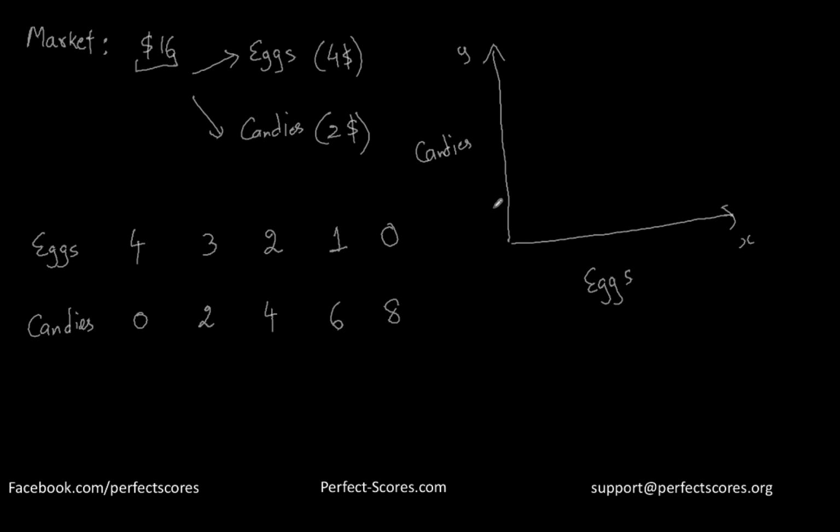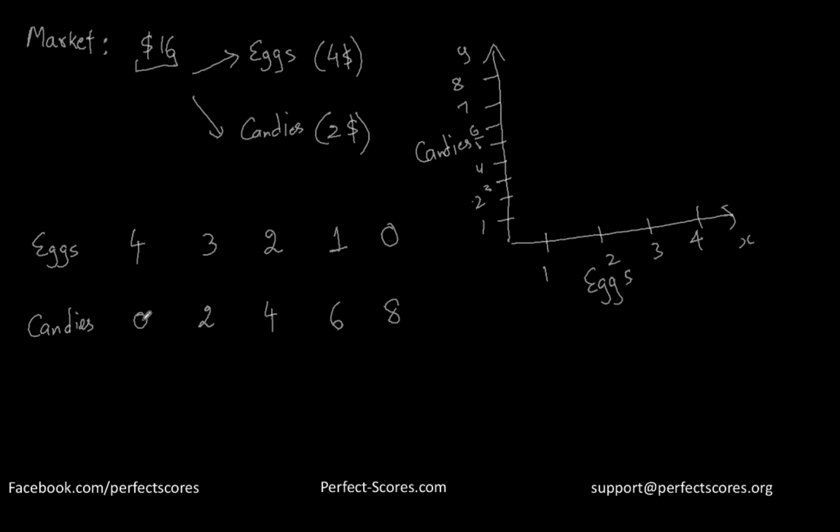So let's just mark them. Let's say candies go from 0 to 8. Let's say this is 1, 2, 3, 4, 5, 6, 7, 8, right? I'm just going to mark it like this. And eggs go from 0 to 4, so 1, 2, 3, 4. So let's plot the points here.